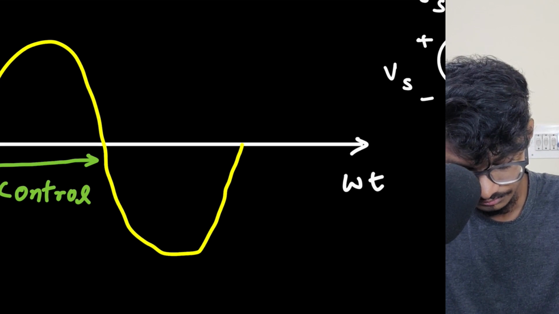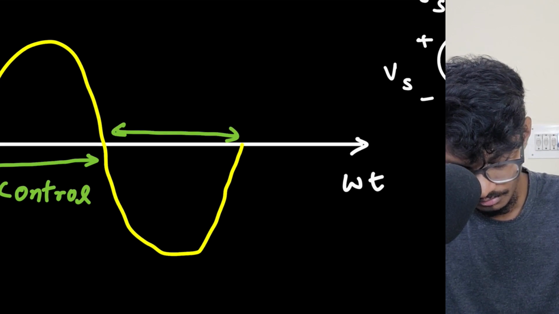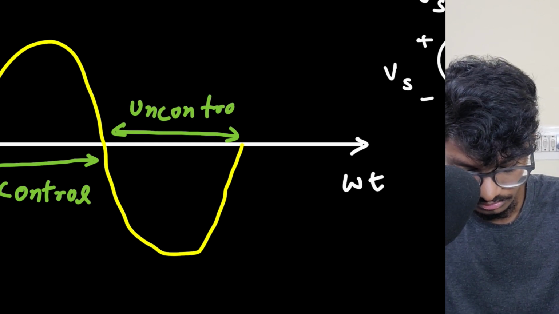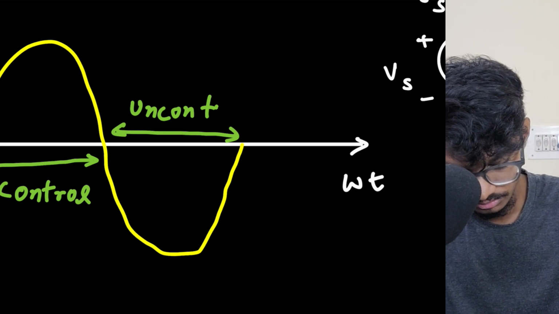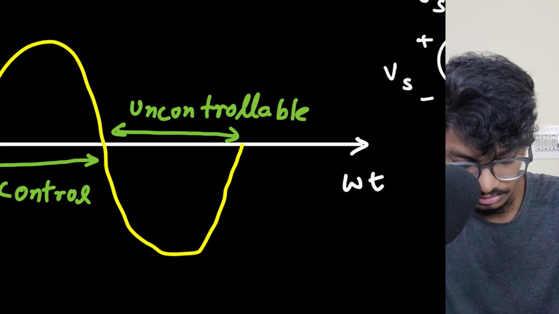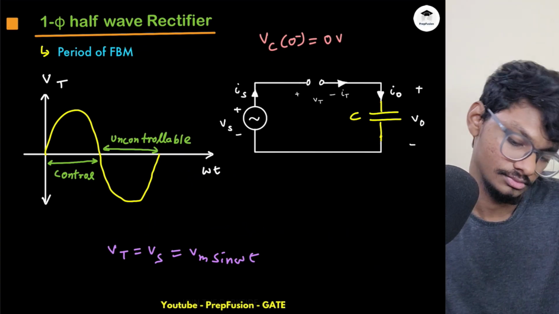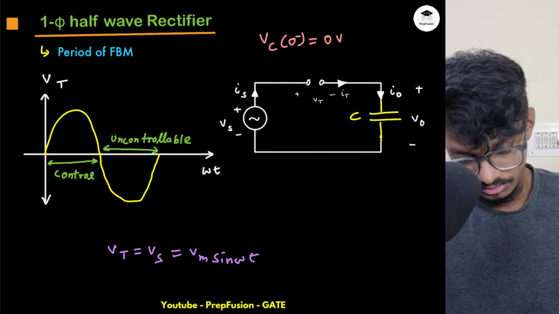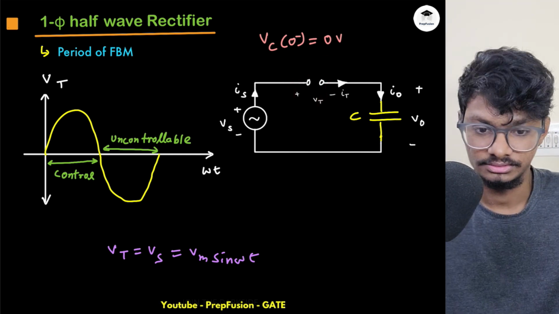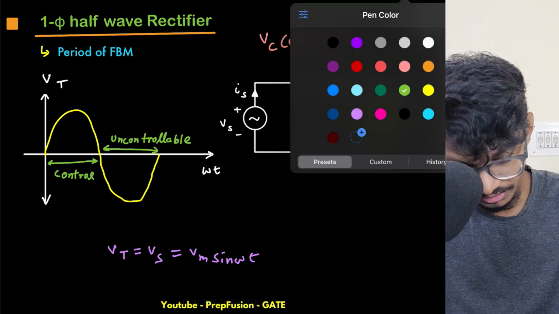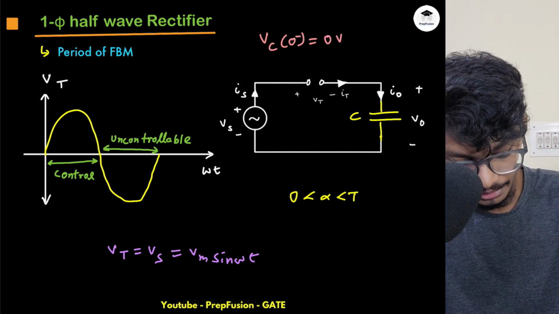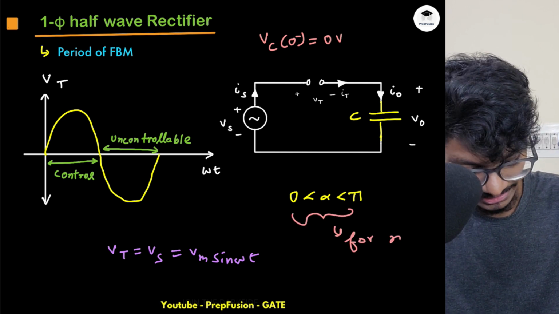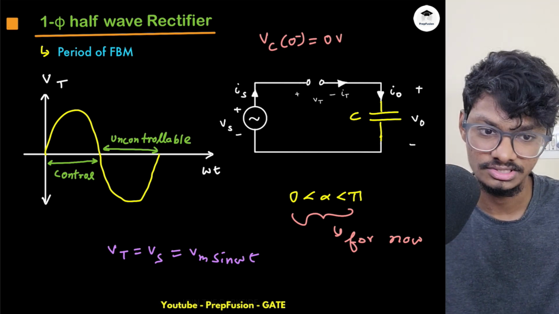And this is the region in which I cannot control, uncontrollable. Okay, so now what I can say is that at alpha this will be triggered and things will happen. That we will understand. But my range of alpha is what? Range of alpha is from 0 to pi for now, because as soon as the SCR gets turned on, things will change. So we'll understand what will happen.